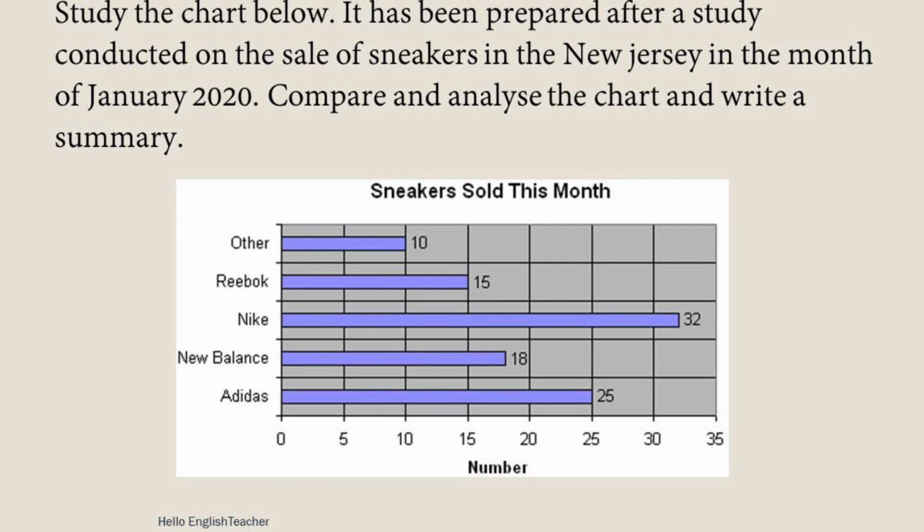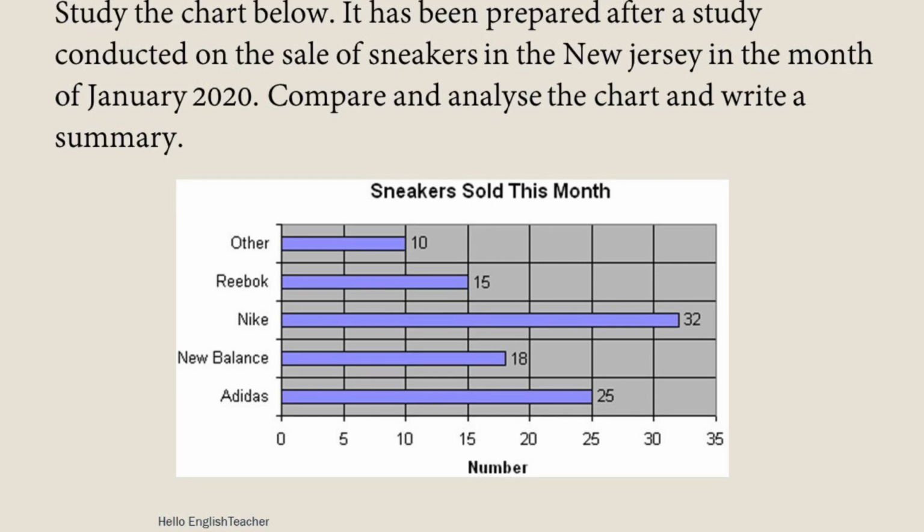Study the chart below. It has been prepared after a study conducted on the sale of sneakers in New Jersey in the month of January 2020. Compare and analyze the chart and write a summary. So this is the question and you can look at the chart there. So what are the things?